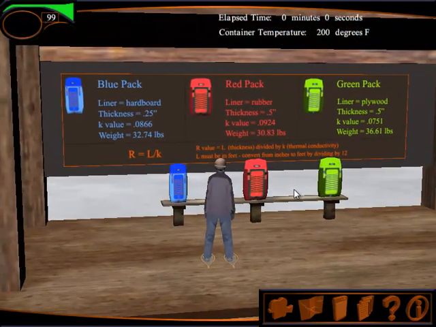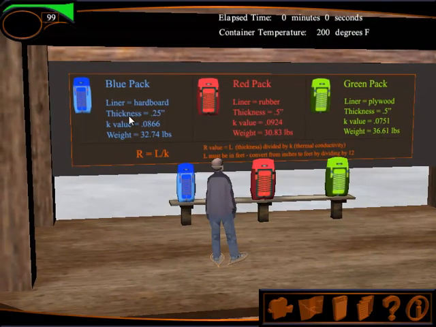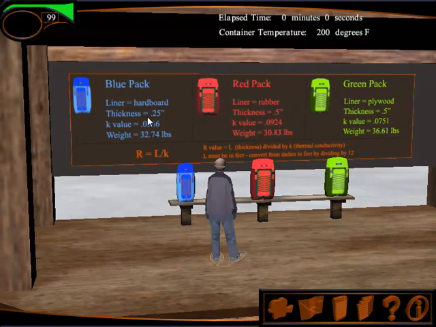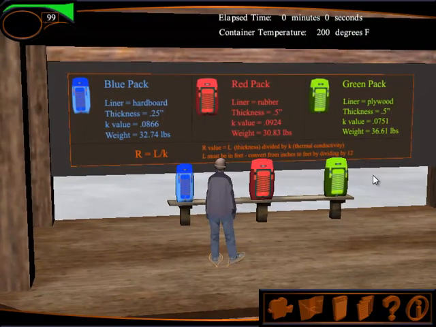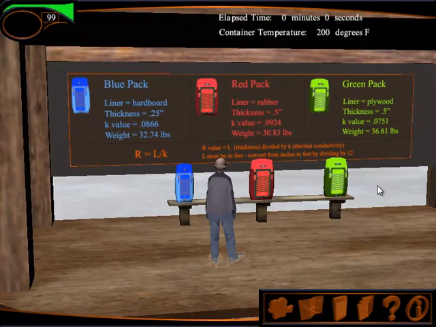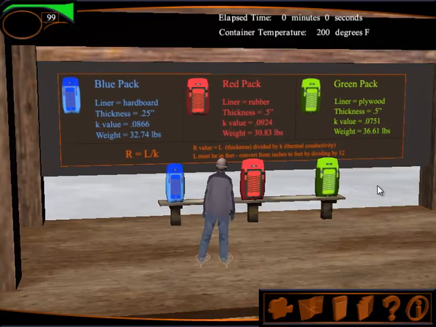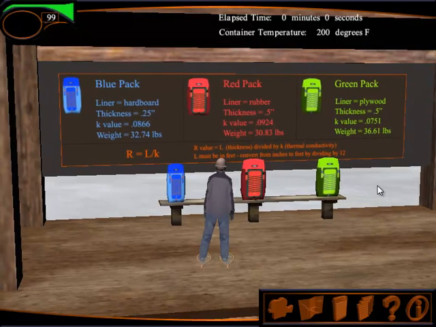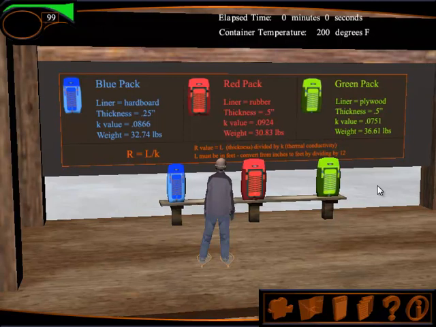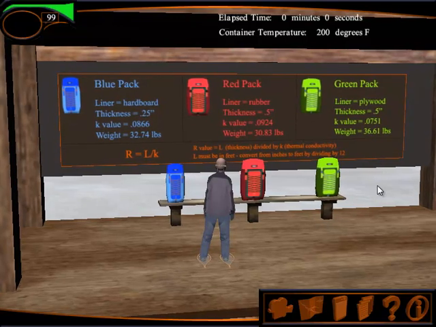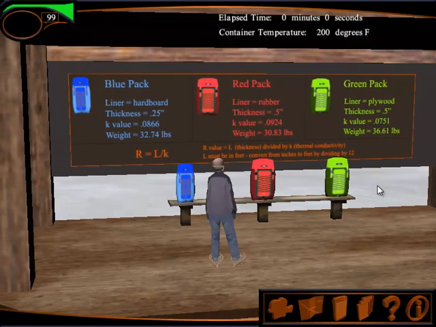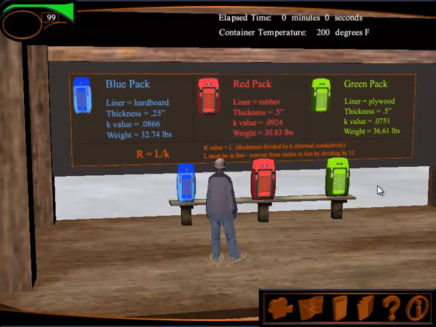So we have 3 packs, and we can see here on our kiosk at the back of our station that we have information about each of these packs, telling us what the liner material is: hardboard, rubber, plywood, the thickness of the material, the K value of the material, and the weight of the pack. So the formula that we use for determining R value is equal to the thickness of the material divided by the thermal conductivity, the K value.